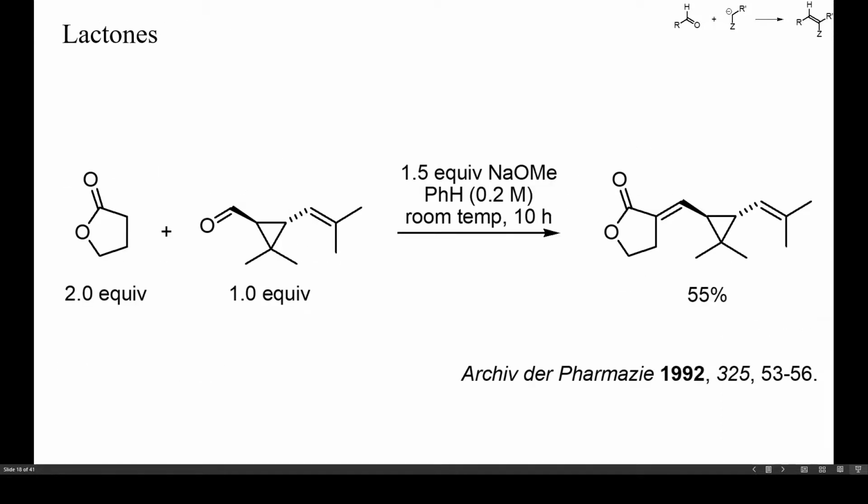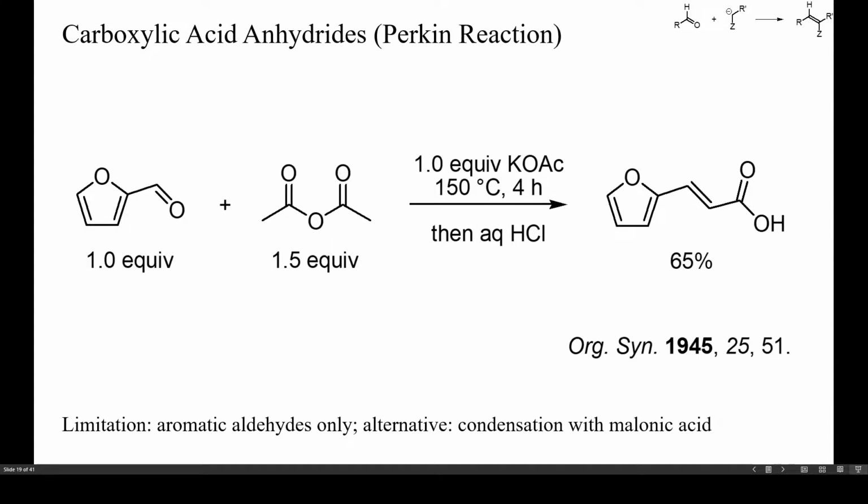Lactones are more acidic than open-chain esters. In this example, sodium methoxide was sufficiently basic to mediate condensation of butyrolactone with an aldehyde at room temperature. Carboxylic anhydrides are more acidic than esters and can be used as carbon nucleophiles.